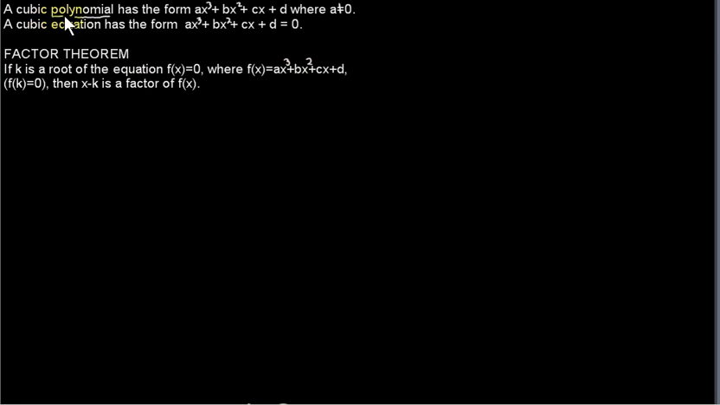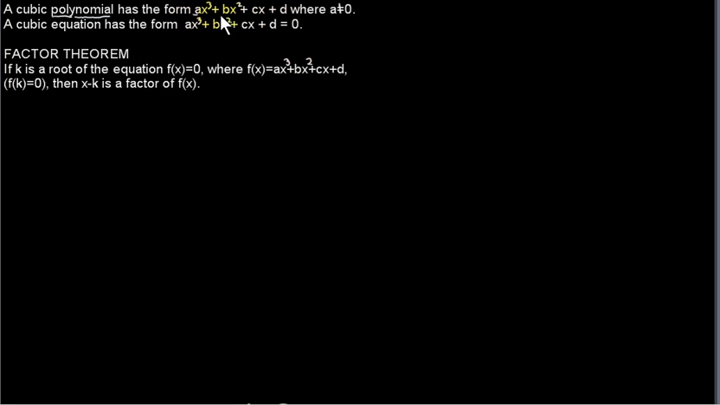The prefix poly in polynomial means many. So we have many nomials or many terms. For a cubic polynomial, we actually have 4 terms. We also have the condition that a cannot equal 0. So the coefficient of x cubed has to be non-zero, because if it was 0, then we won't have any cubic term. We need a cubic term in order to have a cubic polynomial.